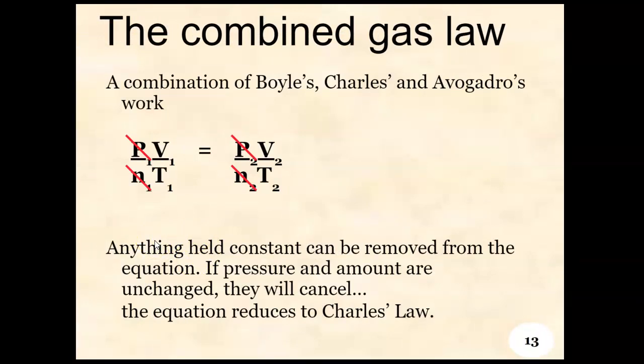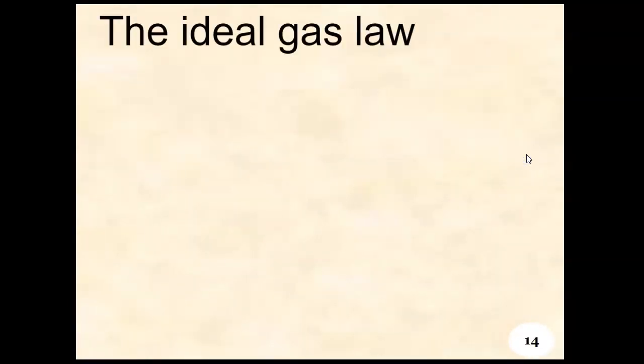All right. And for the ideal gas law, anything that is held constant can be removed from the equation. So if pressure and the amount are unchanged, they will cancel out. The equation reduces to Charles' law. Now, if, say, the amount and temperature canceled out, you're going to be left with Boyle's law. Okay?